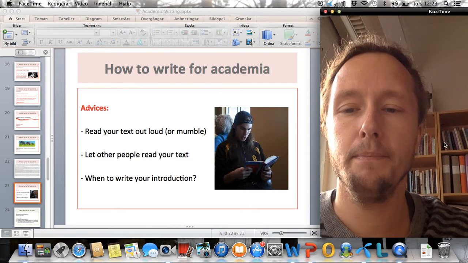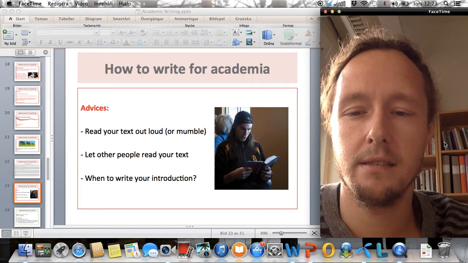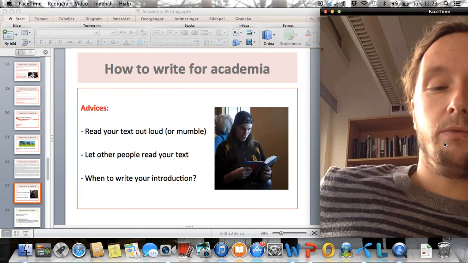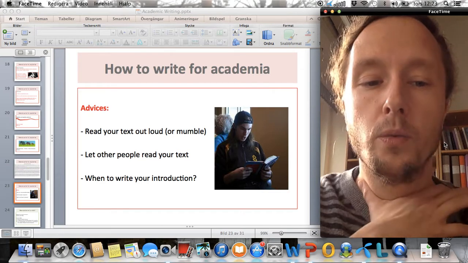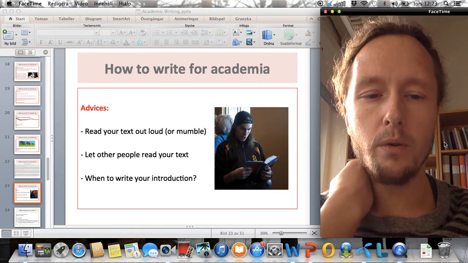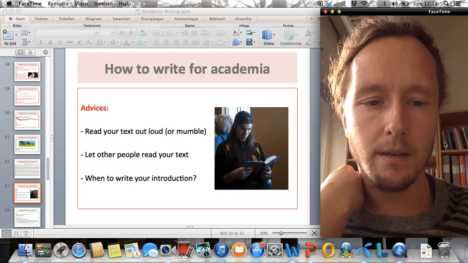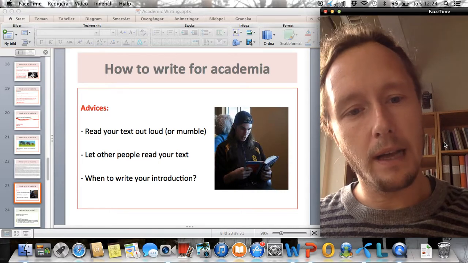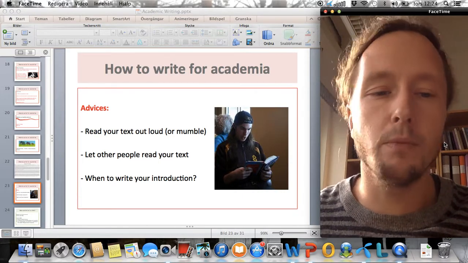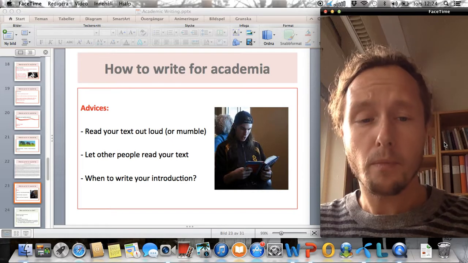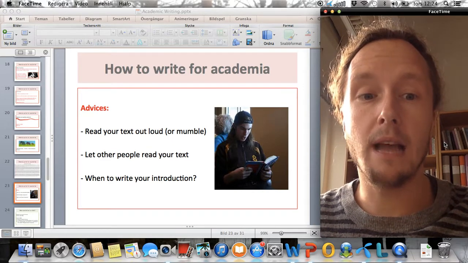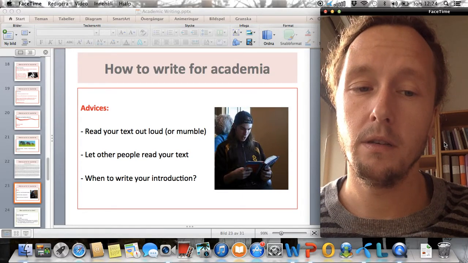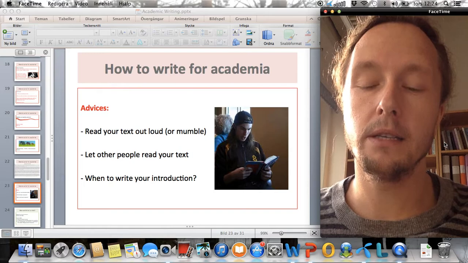Okay, another tip here is to read your text aloud or mumble it. I know that I've given this advice to some of you before. It's a very good way to see how your text works, because where you stumble on words, don't get the rhythm of the text, or have to stop and read again what was said, this is where the reader will also do this. So this is a very good way. Read it aloud, not in your head, or mumble it. I mumbled my whole PhD thesis, and it was very good for the readability of the text.